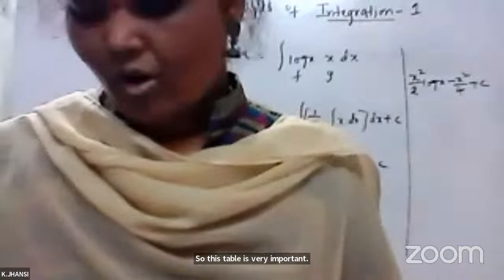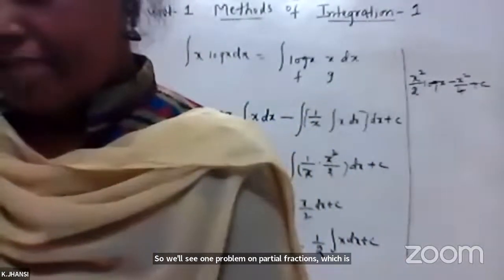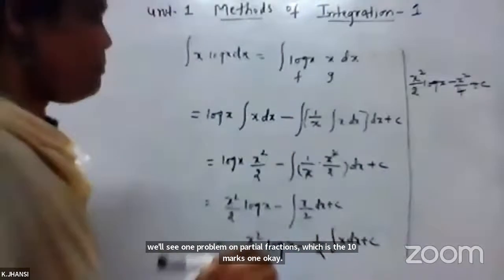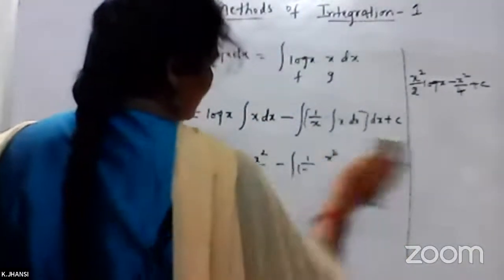So we'll see one problem on partial fractions, which is the 10 marks one. Try to remember, the given problem will be in the form of integration of p of x by q of x.